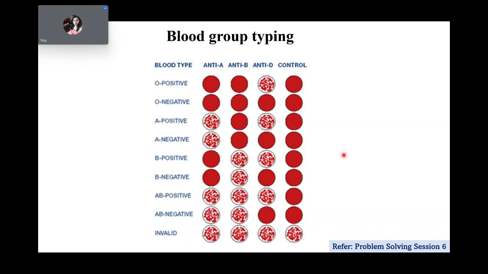Second, synthesis of antibody takes place by which of the following cells? Where are they actually synthesized? Next, which of the statements is true about passive immunity? And then, antigen binding sites are present in which part of the antibody?